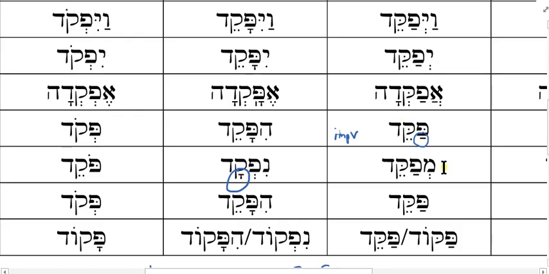Let's look at your principal parts and confirm that we've figured this out properly. My last 2 forms in my principal parts are the infinitives. The infinitive construct is first here, and the infinitive absolute is second. Okay? So that's Piel. Do we have that vowel pattern? Doubling in root 2, short A, Holam Vav, right? So sure enough, we have an infinitive absolute here.